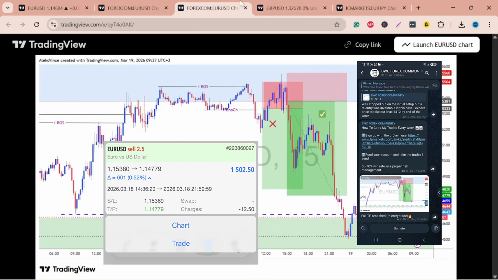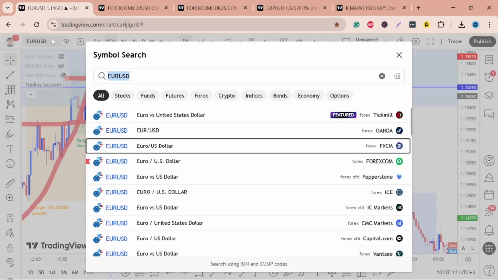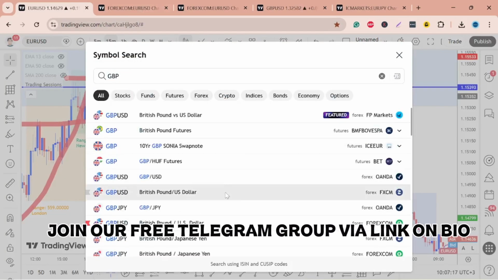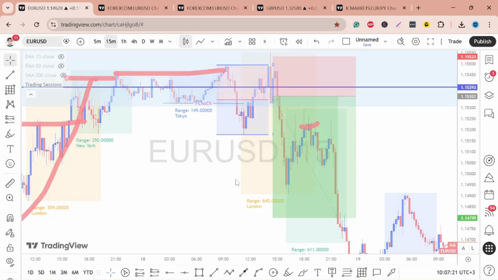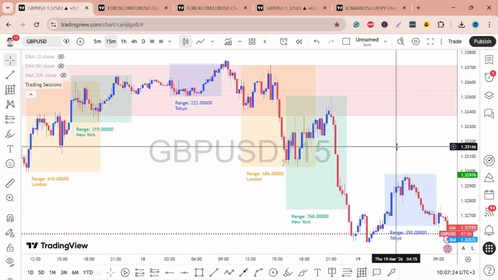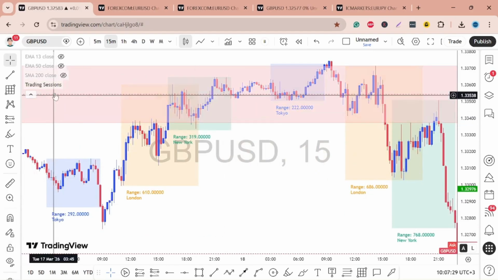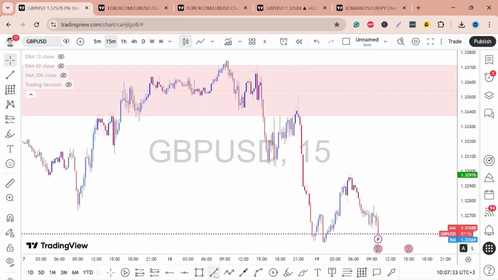So yeah, another setup was GBP/USD. GBP/USD actually was more of a similar setup to the one on EURUSD, but I did not manage to take GBP/USD, because those pairs are very closely correlated.